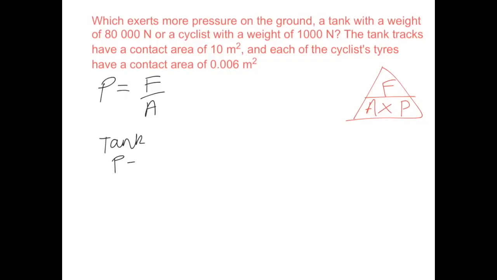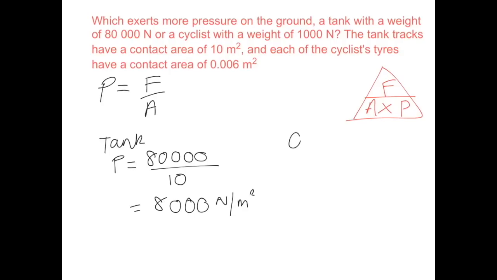So its pressure will be its force, and obviously that will be the 80,000 newtons. Why? Because weight and force have the same units, newtons, and therefore we can use them interchangeably. So that's 80,000 divided by the area, which I've been told is 10. And here's the answer, 8,000 newtons per metre squared. Now let's look at the cyclist.